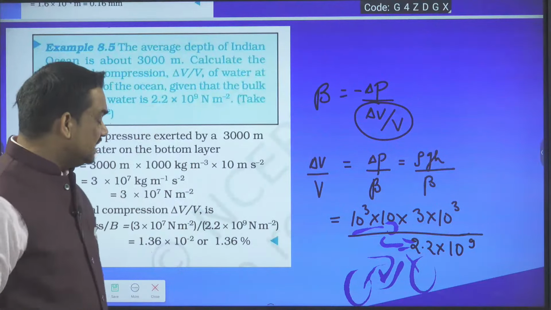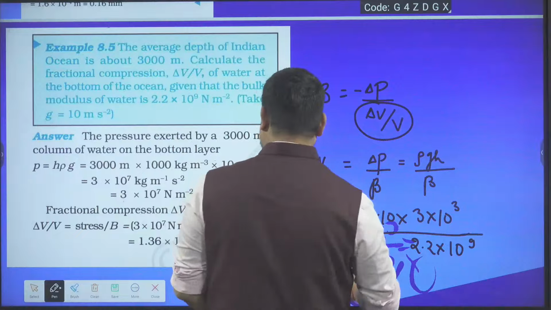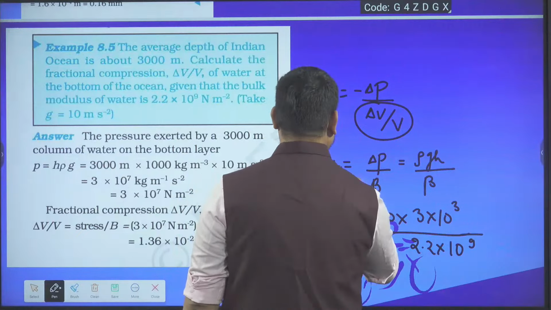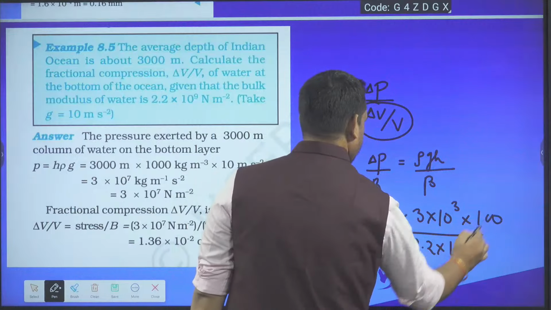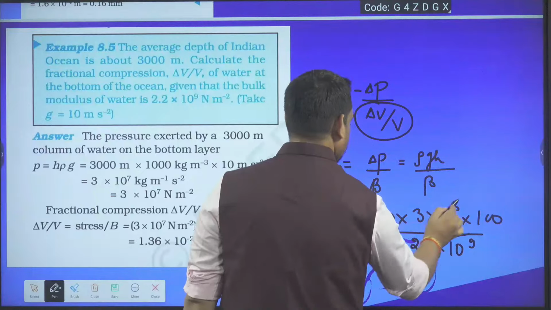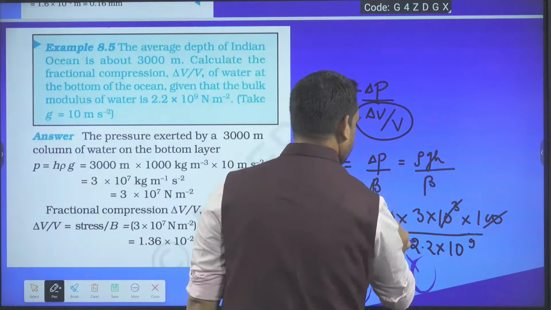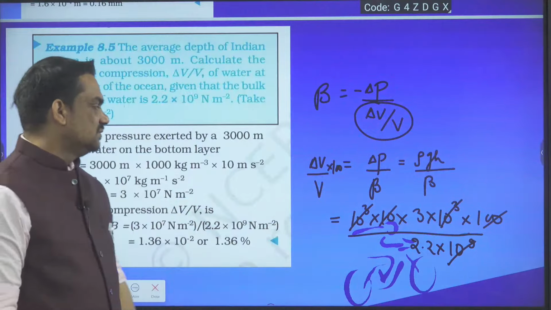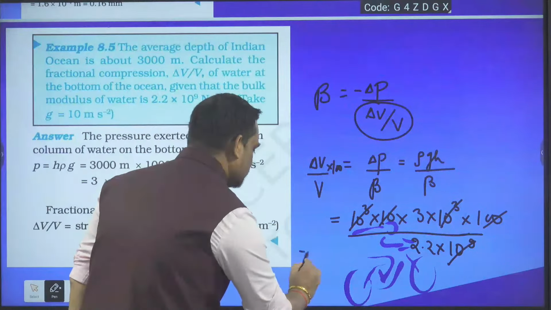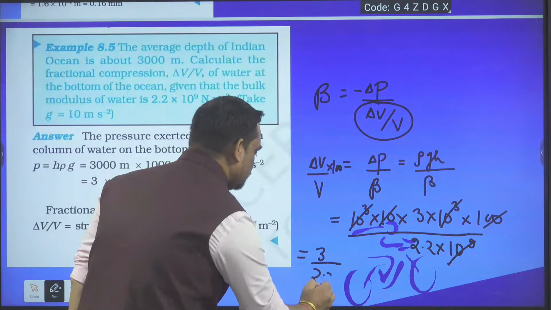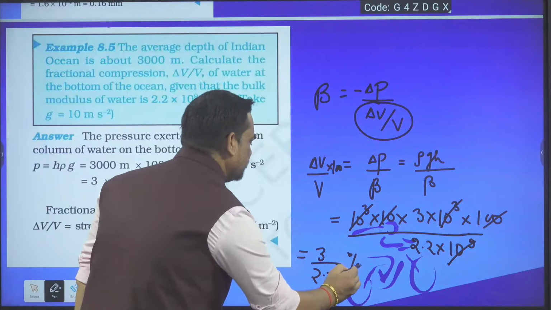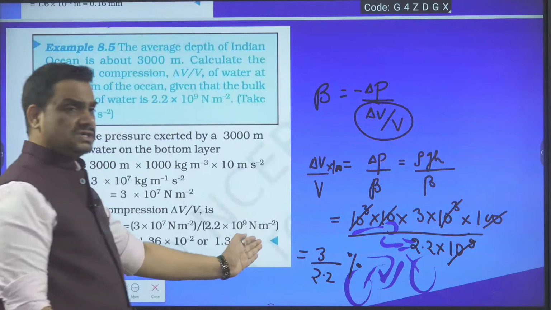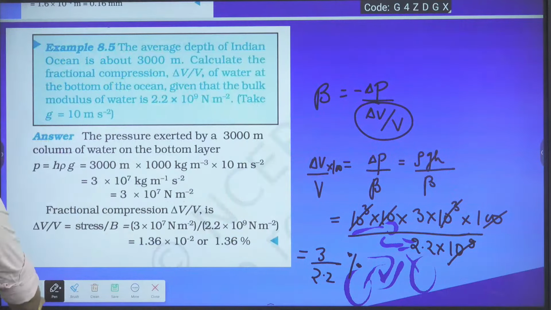Clear? Okay, this is the delta V by V. Suppose they're asking percentage, so we can multiply by 100 here, and here also by 100. Now we can say this is the 3, 3, 6, and 3, 9. This will be cancelled. 3 by 2.2, this becomes 3 divided by 2.2 percent. Roughly, you can say around 1.4 something, 1.36 is calculated here.